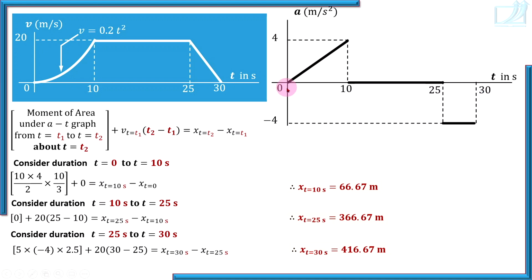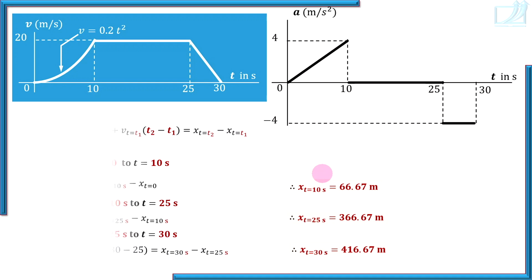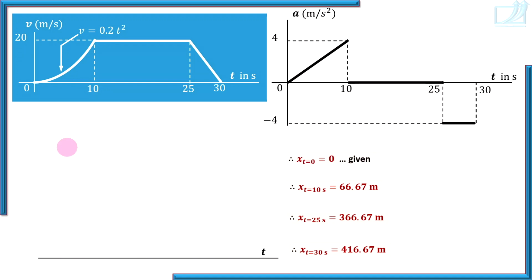At t equal to 0, x0 is already given. So now we are ready to draw the position time diagram. Okay, along x-axis time in seconds and along y-axis, now wait here. We are not asked to draw a position time diagram, we are asked to draw a displacement time diagram. But remember, this is very important. Displacement is change in position, final position minus initial position.